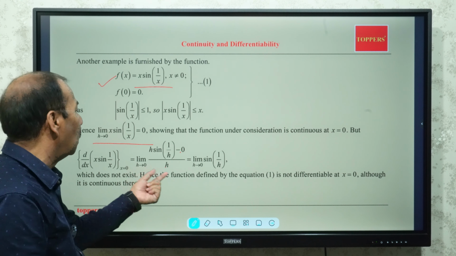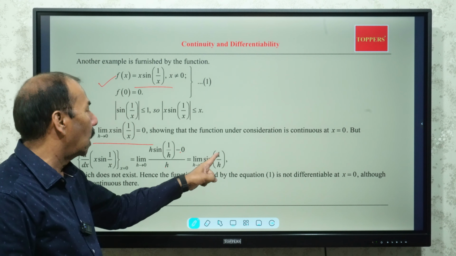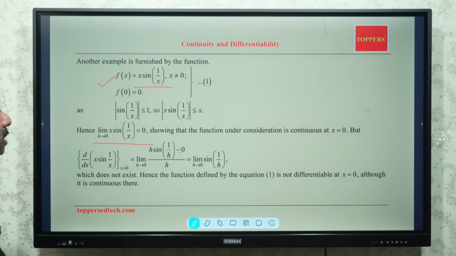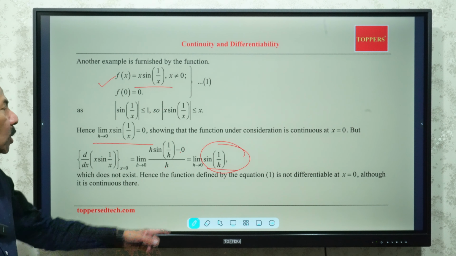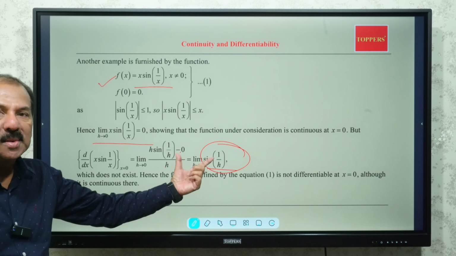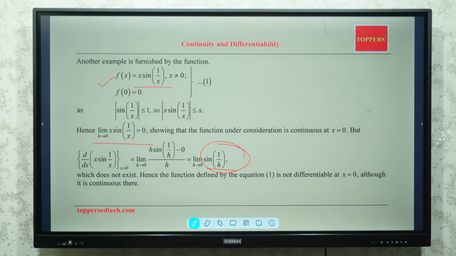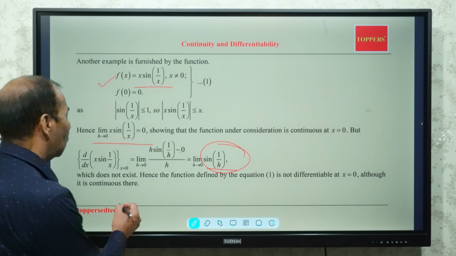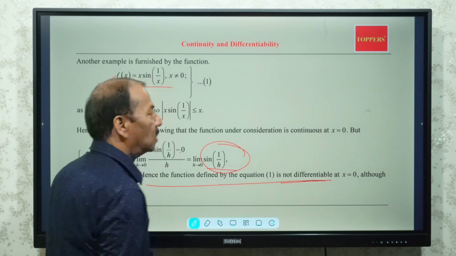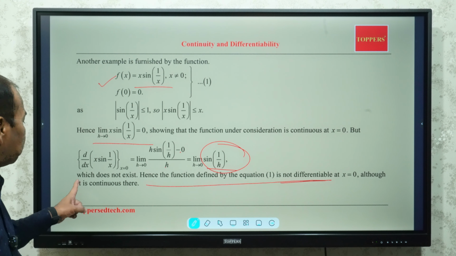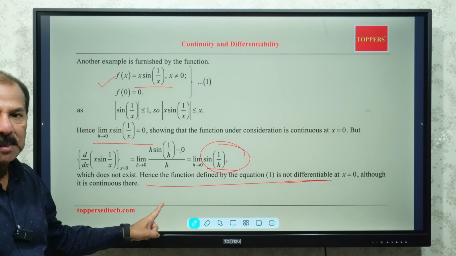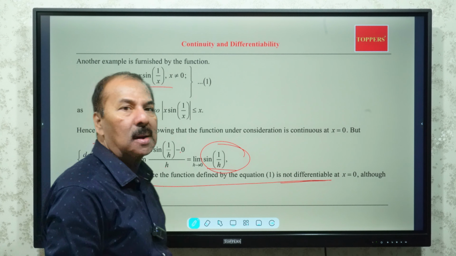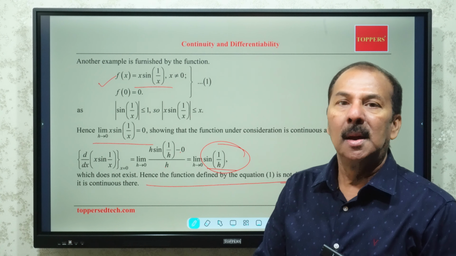So finally we are getting the limiting value of sine 1 upon h when h tends to 0. Now the limiting value of this does not exist. Limiting value of sine 1 upon x when x tends to 0 does not exist. So the limiting value itself does not exist, and there is no question of the differentiability or derivability of the function. So we can say that the function is not differentiable at x equal to 0. It is continuous, but it is not differentiable. So this again justifies our proposition that all continuous functions are not derivable functions.